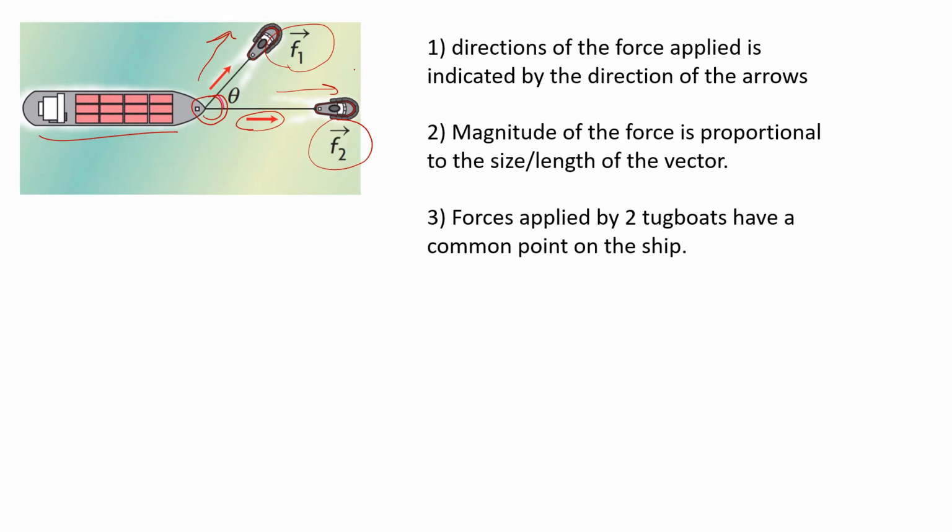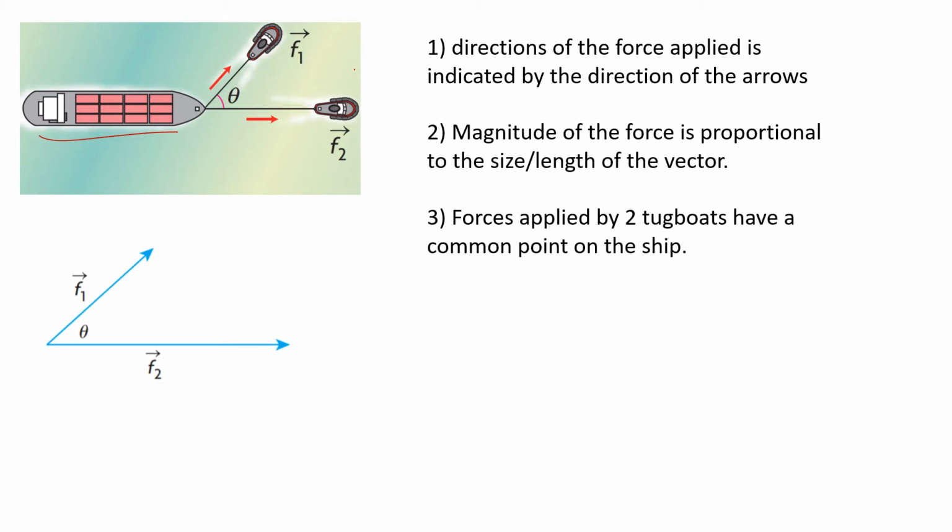Now, what we are trying to predict is what will be the direction of the ship and with what force will it move. Because I see that F2 has a bigger magnitude because it's longer, so let me erase this so you can see. To determine where the cargo ship will go, I need to use vector addition. If we draw only the vectors from the picture given to us, we will obtain this image.